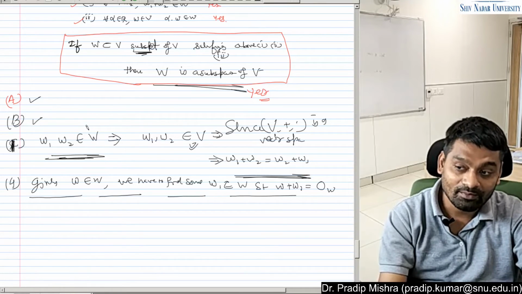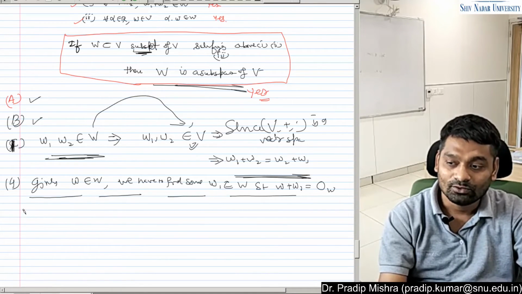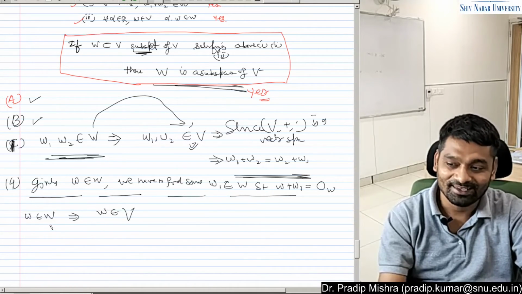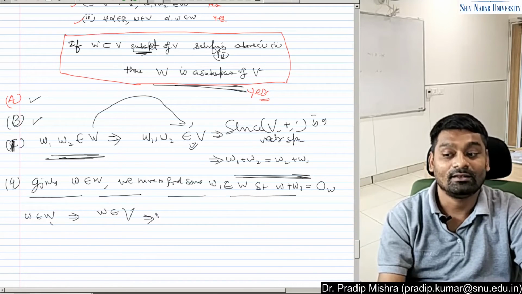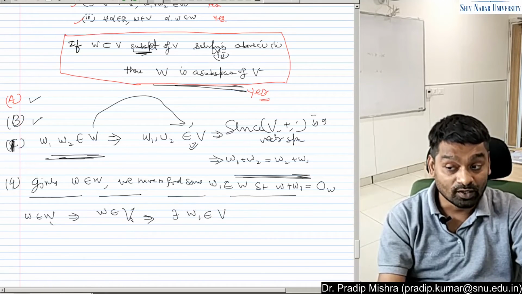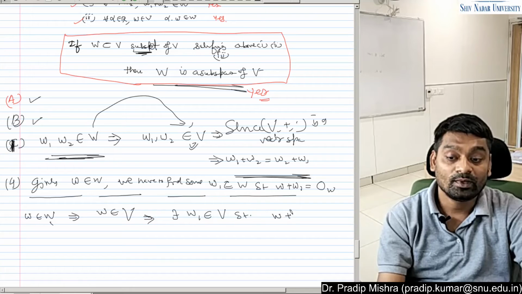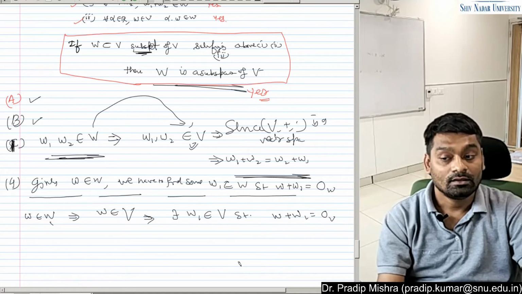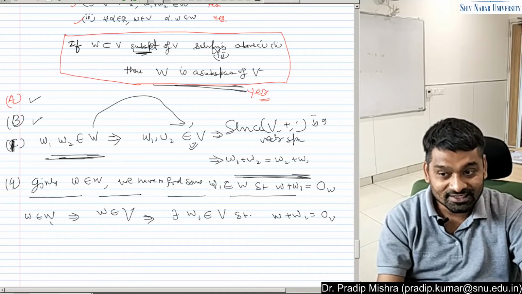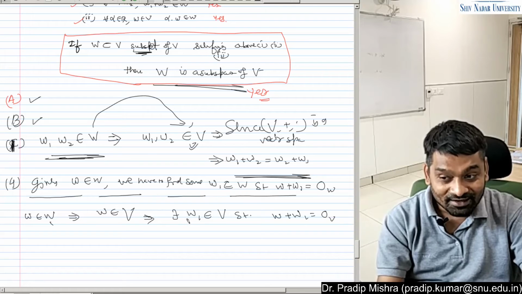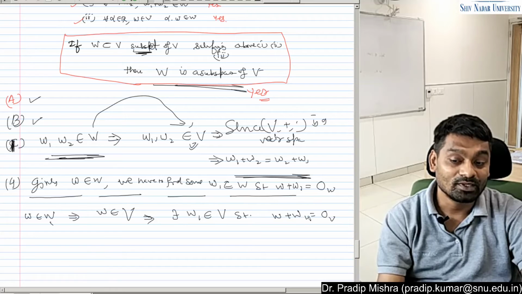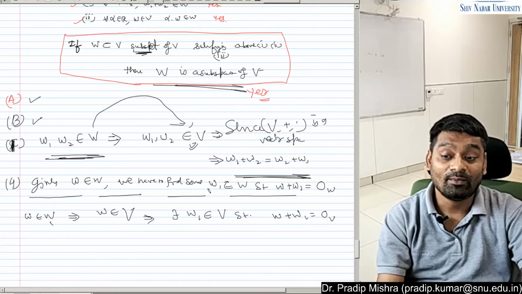Every time you go from W to V. Here also you start with W belonging to W. You say that this implies W belongs to V. We went from W to V, and then use something. There exists some W1 belonging to V, because V is a vector space, such that W plus W1 equals 0V. Now we have to prove that there exists some W1 belonging to W. What we get is that there exists W1 belonging to V such that W plus W1 equals 0V. But we have to prove this in W.